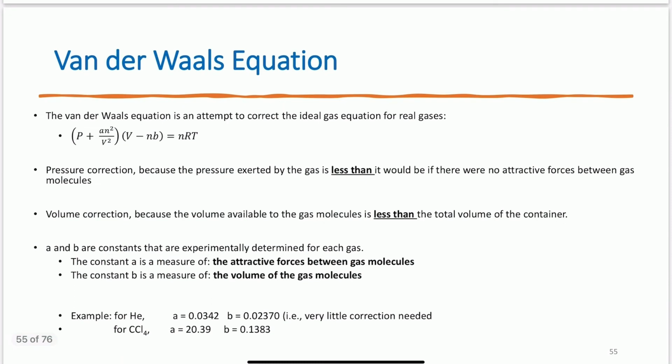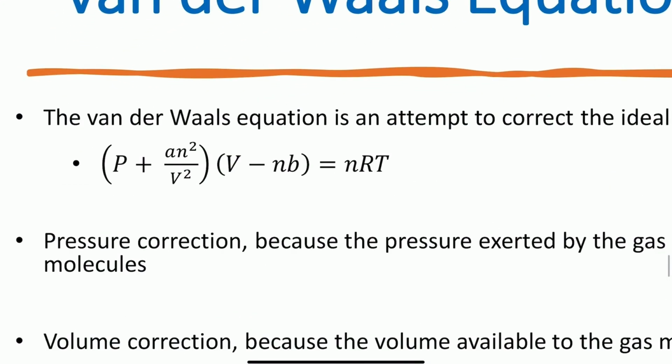To correct for all of this, we have what we call the van der Waals equation. The van der Waals equation is an attempt to correct the ideal gas equation for real gases. Here we've got pressure plus a n squared over V squared times, so let me zoom in here. n is still moles. V is volume. a and b are constants. P is pressure.